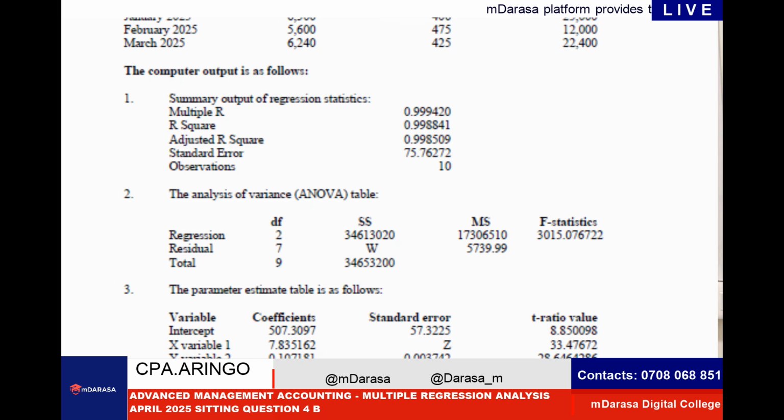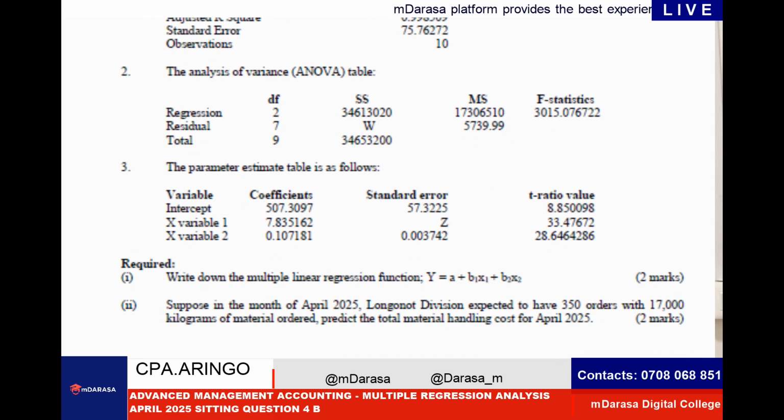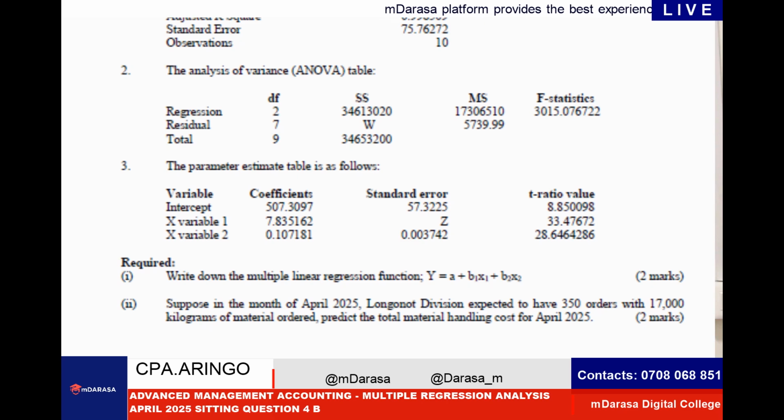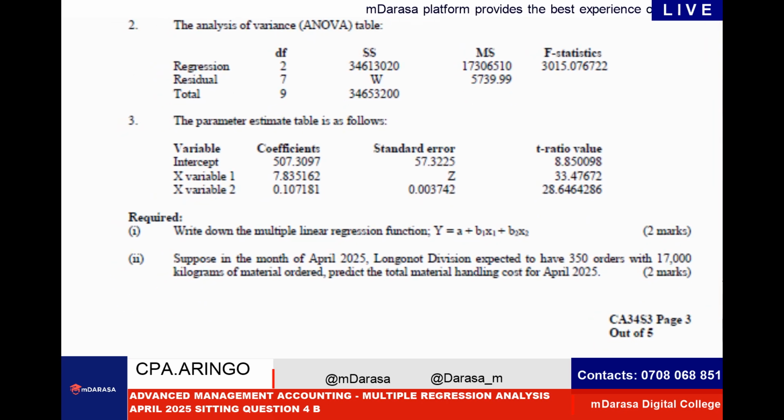If you check standard error and the coefficient of determination, all these are in the element that we did earlier in regard to appraisal of regression analysis, where we also talked about the analysis of variance. Here you're given degrees of freedom, sum of squares, mean square, and the F statistic. The parameters estimate table is as follows. We're given the variable, coefficient, standard error, and T ratio value, with X variable 1 and X variable 2.